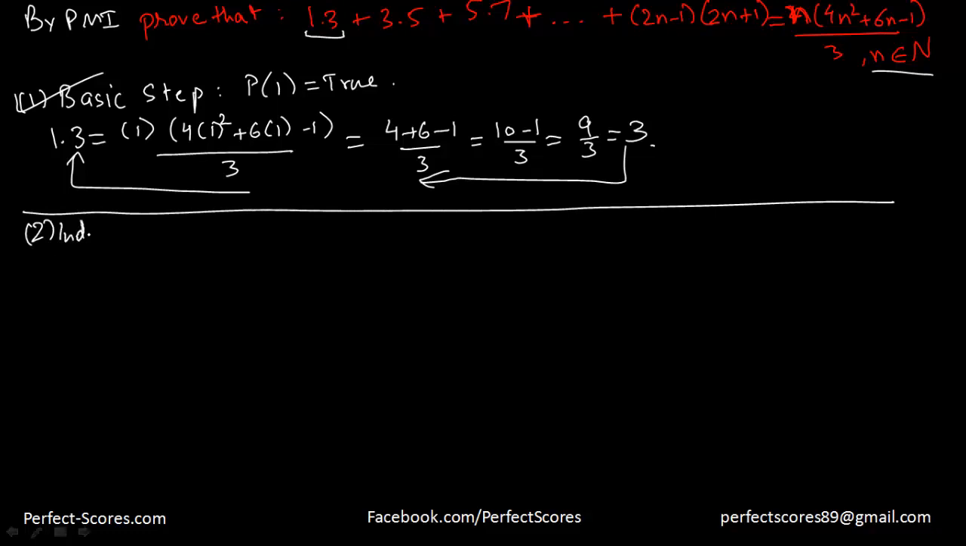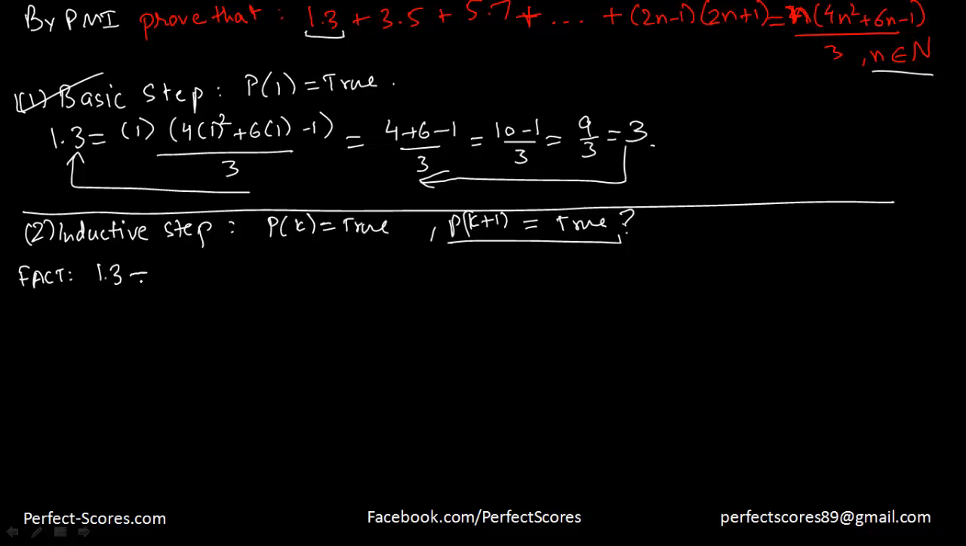Now the next step that I have to do is the inductive step here. In the inductive step, I have to say that if p of k is true, if it's a fact, then p of k plus 1 is also true. I have to prove this. So the fact that I have with me, something that is true, is that 1 into 3 plus 3 into 5 all the way till 2k minus 1 into 2k plus 1 is going to be equal to, instead of n, I'm going to have k here, k into 4k square plus 6k minus 1 divided by 3.